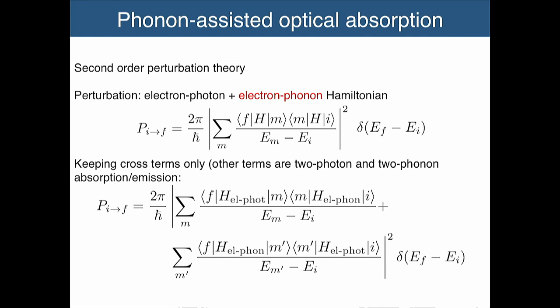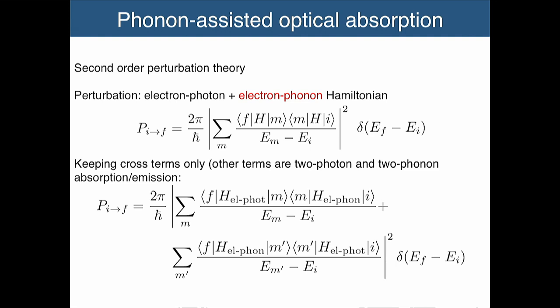This perturbation causes a transition from our initial state to some intermediate state, and from the intermediate state, the perturbation causes a transition to the final state. And we have to sum over all those possible intermediate states to get a total rate.